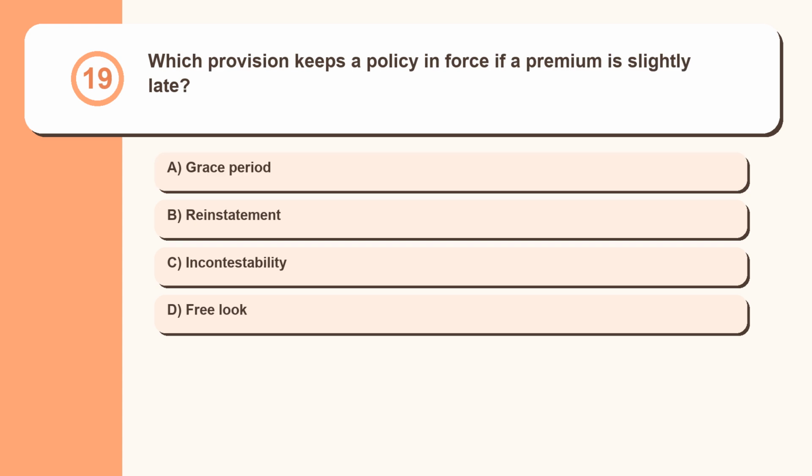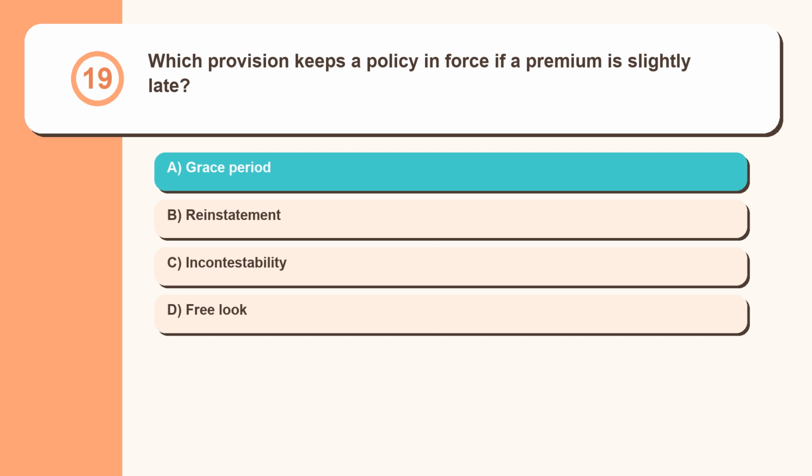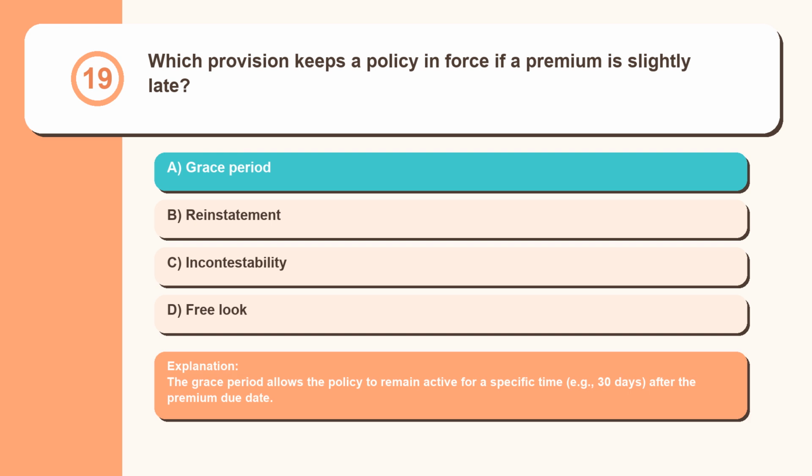Question 19. Which provision keeps a policy in force if a premium is slightly late? Grace period, reinstatement, incontestability, free look. The grace period allows the policy to remain active for a specific time, for example 30 days, after the premium due date.